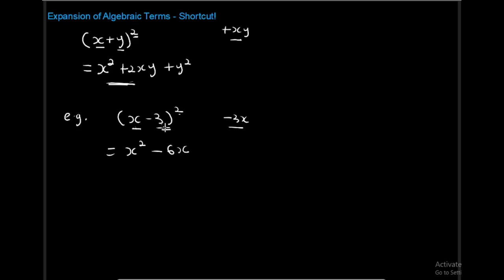Then we'll come back to our last term, which is minus 3 all squared. Minus squared is positive, so 3 squared is positive 9. So we have minus 3 all squared to give us positive 9. So this is our answer here on expanding this.